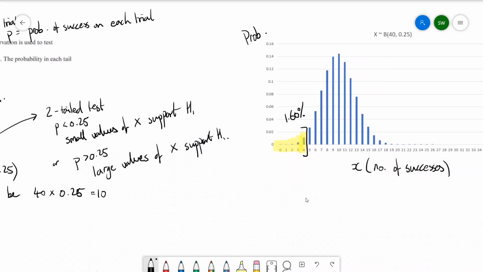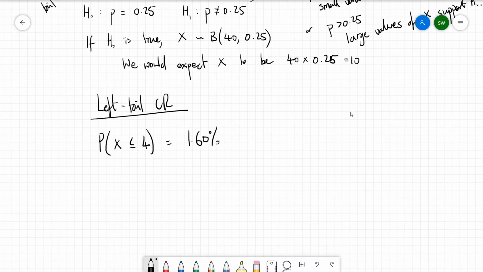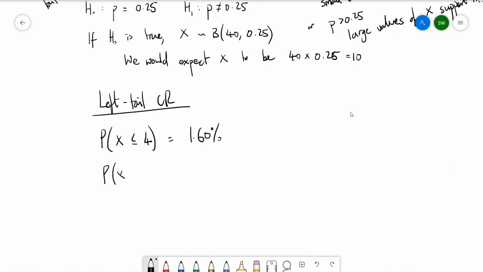So what we need to do is we need to try making the critical region slightly smaller, see if we can get closer to 1%. So let's try x is less than or equal to 3. Let's try 3 or lower as our critical region to make it a bit smaller. So the probability of x being less than or equal to 3, use your calculator again, and you'd get that as 0.47%.